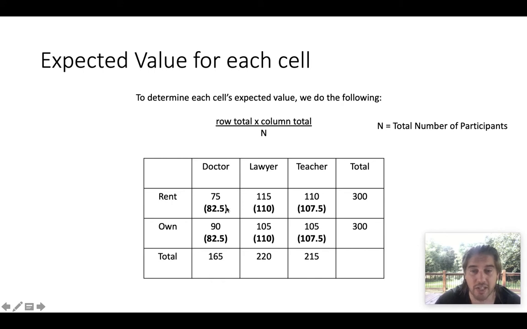So you select a cell that you're going to work on, then you take its column total and its row total, and you multiply them together. And then you divide by n. You can see here that's been done for each of our data cells. Go ahead and check your answers.